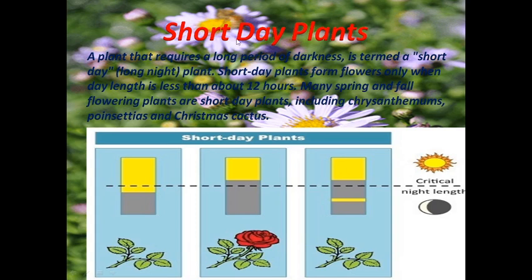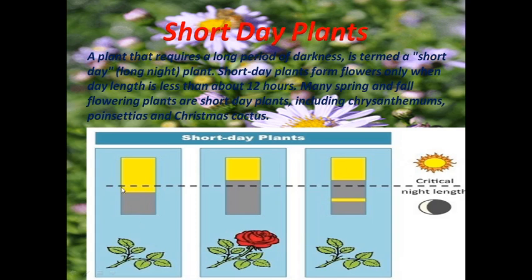So moving forward, we come to the short day plants. A plant that requires a long period of darkness. Here a long period of darkness is required for a plant to flower. Say for example, short day plants form flowers only when the day length is less than about 12 hours. So you can say these flowers bloom in the winter when the nights are long and the days are short.